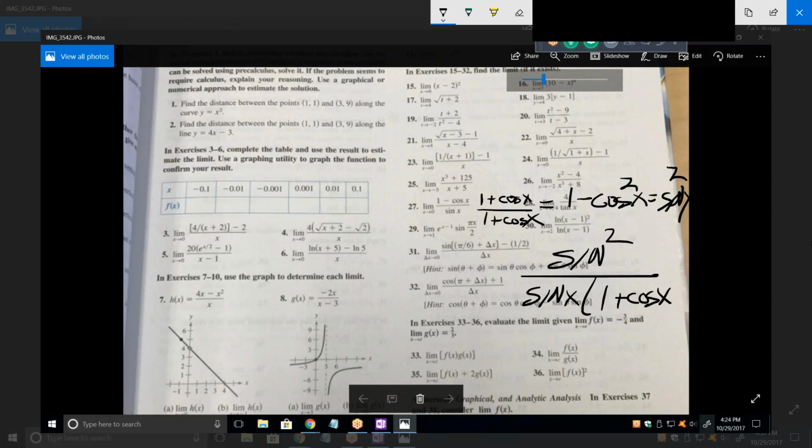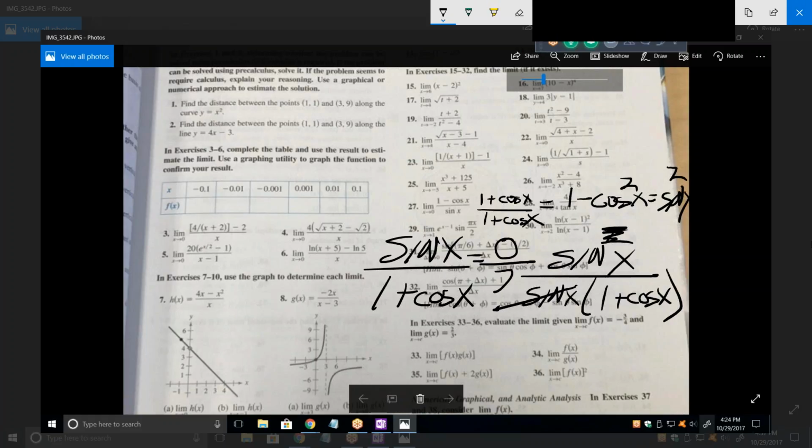And once again, don't ever distribute these. You won't need to, because now this sine cancels with that squared. And I end up with sine of x over 1 plus cosine of x. Now resubstitute 0, and you get 0 over 2. So this 0 over 0 goes to 0 for 27.